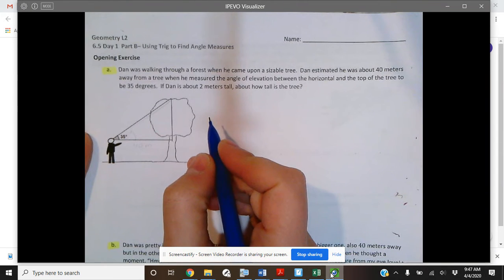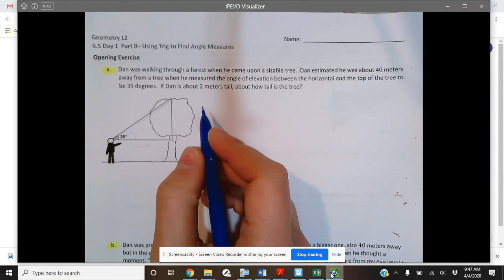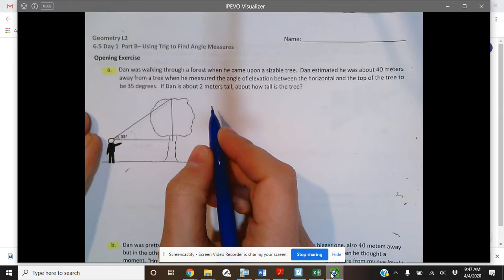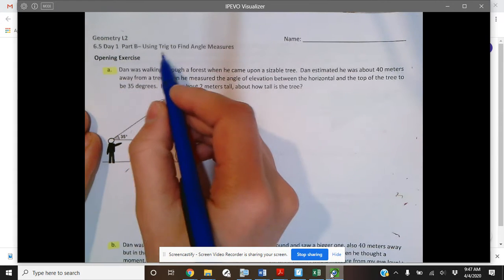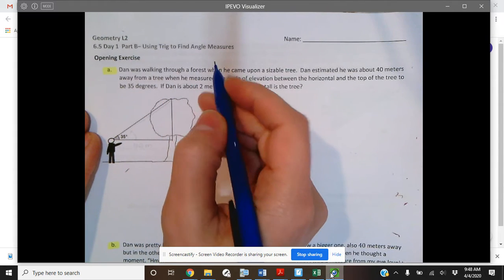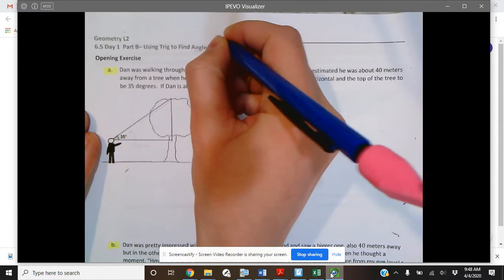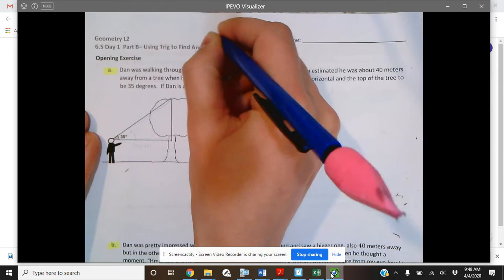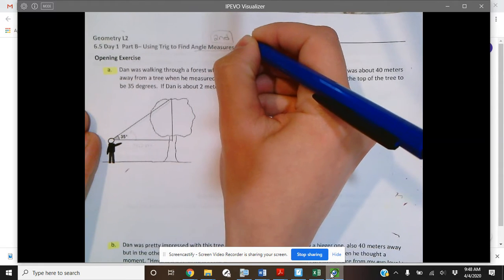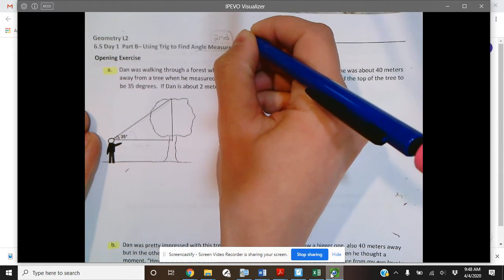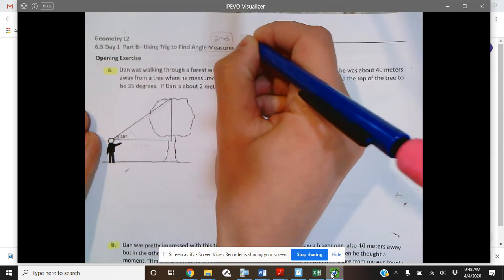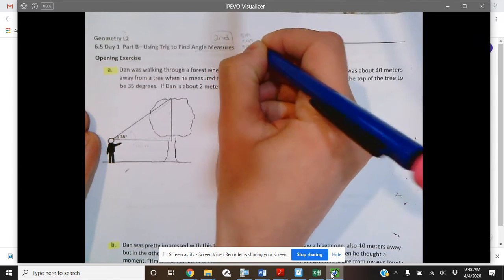Good morning, everyone. So today we're going to be doing part B on section 6.5, day 1. And we're going to be using trig to find angle measurements. So remember, whenever you're finding an angle measurement, you're going to have to hit second first, and then you're going to hit either sine, cosine, or tangent, depending on the problem setup.